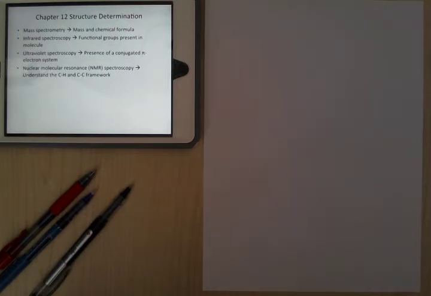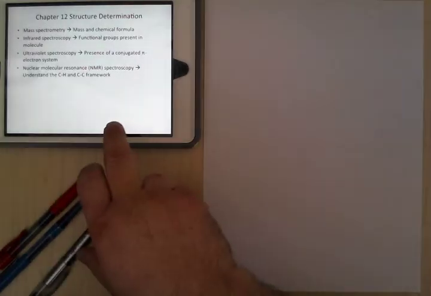NMR is going to be in chapter 13. That's really understanding the framework, particularly the carbon framework and the carbon-hydrogen framework. So that's looking at the nuclei and how they are packed together. I will warn you that chapter 13 is a little weird, but it's not hard. But before we do that, we're going to talk about mass spectrometry and infrared spectroscopy.